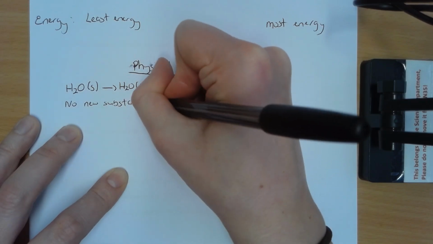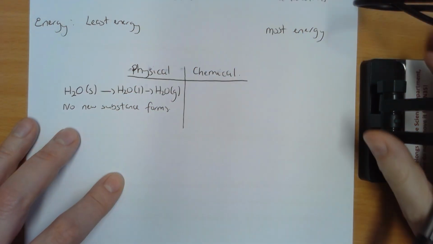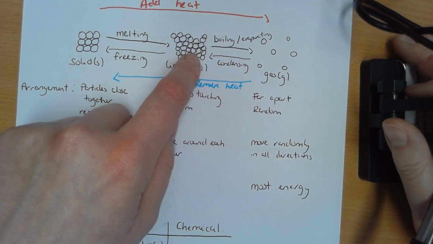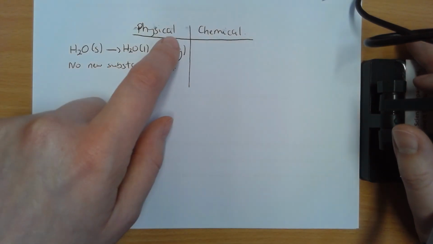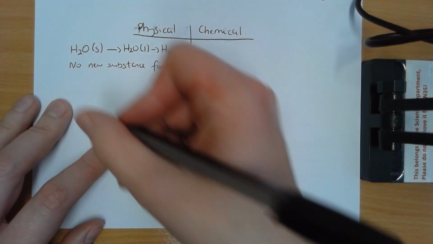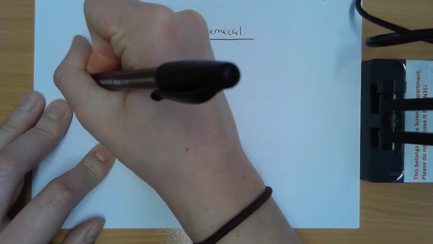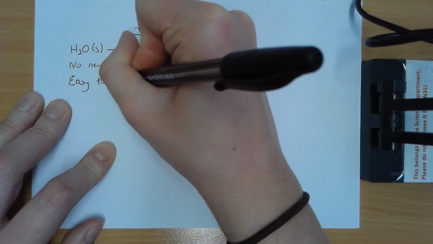No new substance forms. When you're changing the state, you're just taking the particles and arranging them differently, but the particles are still exactly the same. So physical changes, no new substance forms. The other thing we can say about them is they're easy to reverse.